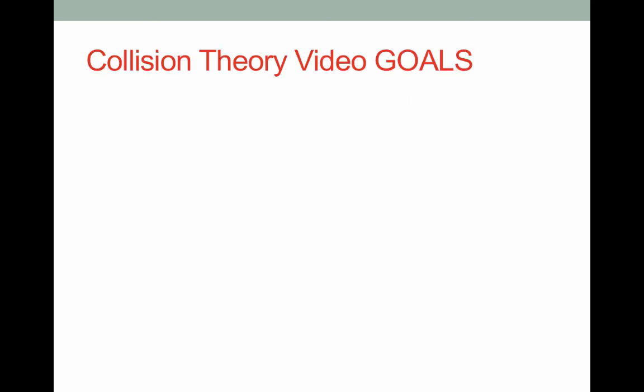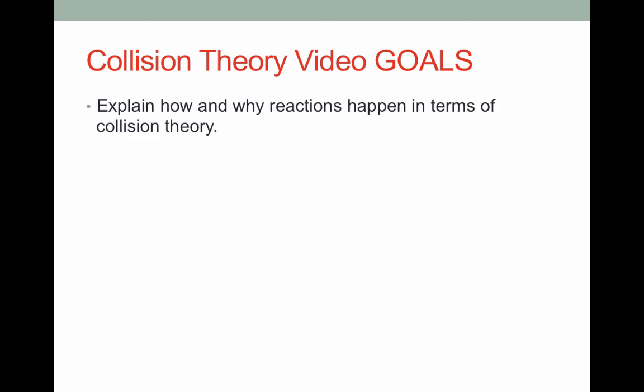This brings us to the end of this video. Let's review our goals. First, we looked at how and why reactions happen in terms of collision theory. Recall that a collision must occur for a reaction to happen, and that collision must be effective. So it has to have the right energy and the right orientation.